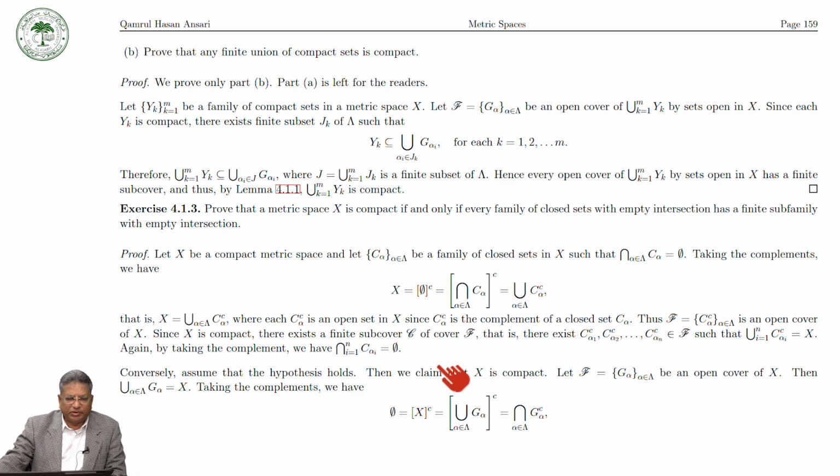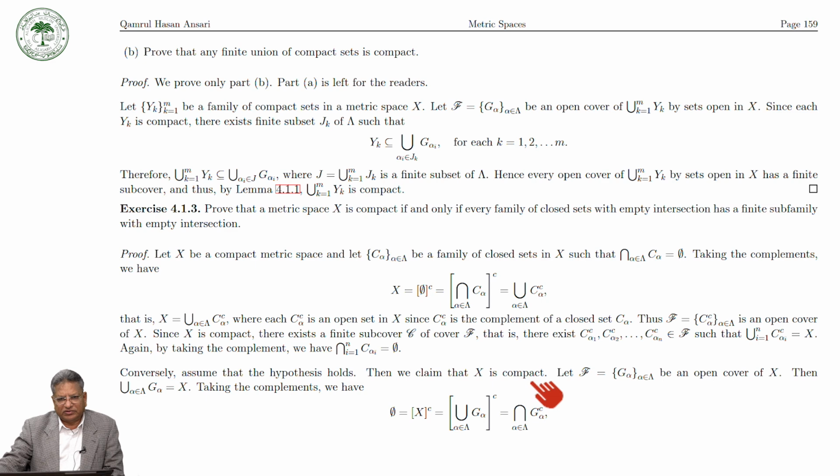Let us prove the other part, the converse part. To prove the converse part, let us assume that the hypothesis holds. The hypothesis holding means that every family of closed sets with empty intersection has a finite subfamily with empty intersection. Then we will have to prove that X is compact.